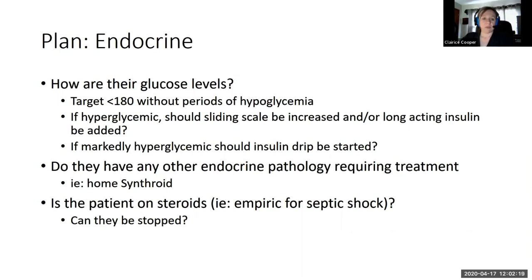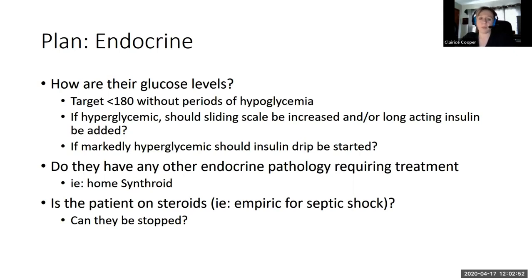From an endocrine standpoint, you want to look at their glucose levels. Generally in the ICU, we are satisfied as long as they are under 180 without periods of hypoglycemia. And that's good enough to just simply say on rounds that they're euglycemic. If the patient's hyperglycemic, you should be asking yourself if the sliding scale should be increased or if any long-acting insulin can be added. If they're on a sliding scale but receiving a lot of coverage, you may also ask yourself the question of whether long-acting insulin should be added.